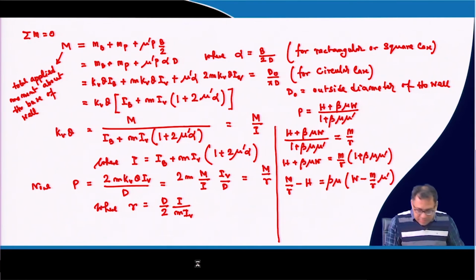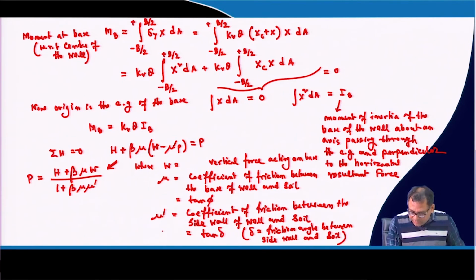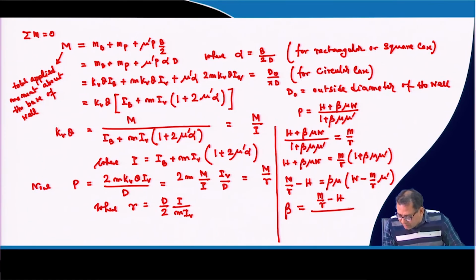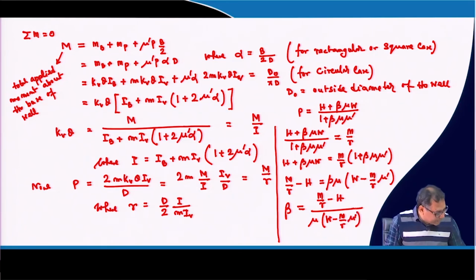And I have already mentioned what is mu and mu dash. Mu dash is between the side wall and the soil, and mu is between the base and the soil. So, this is the equation. So, finally, the beta expression will be m by r minus h divided by, if I take mu common, w minus m by r into mu dash. This is the expression of beta.